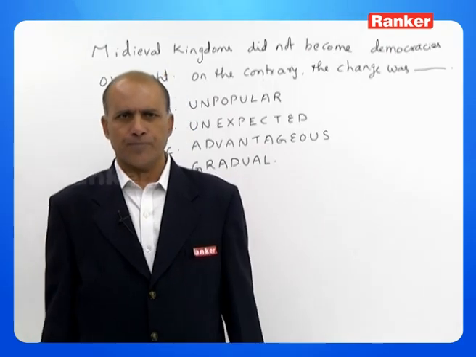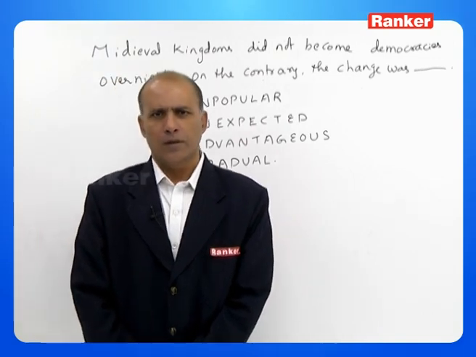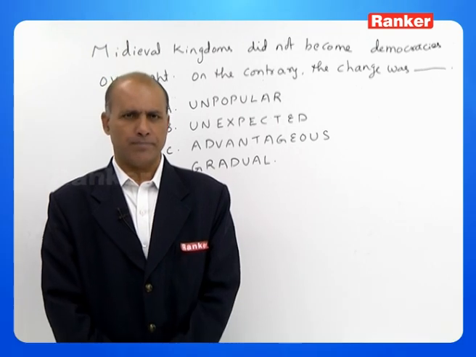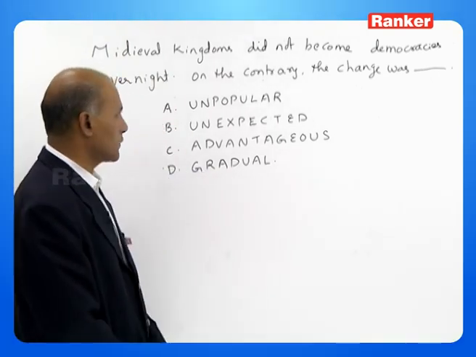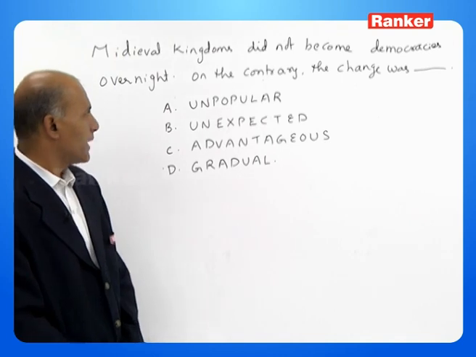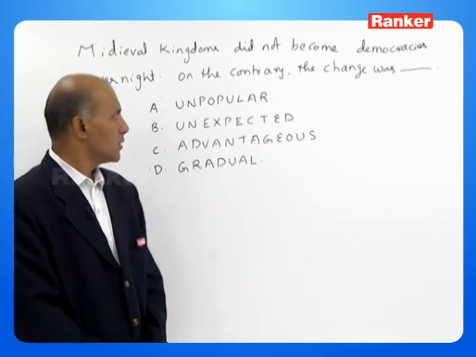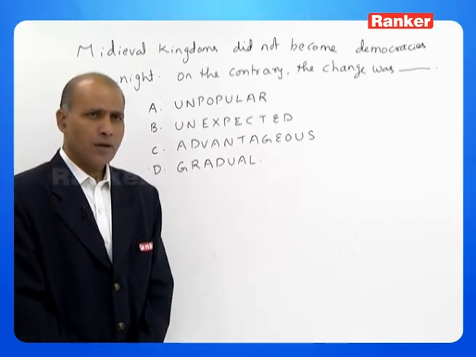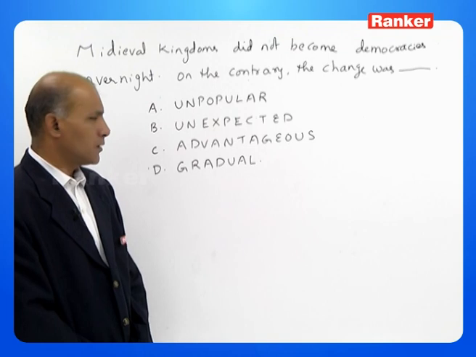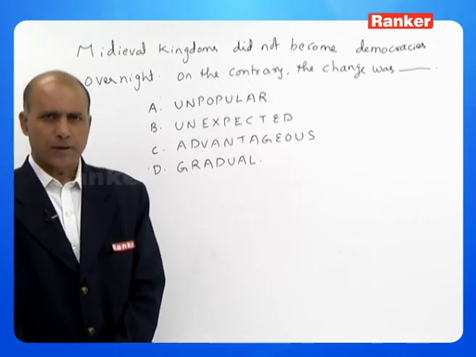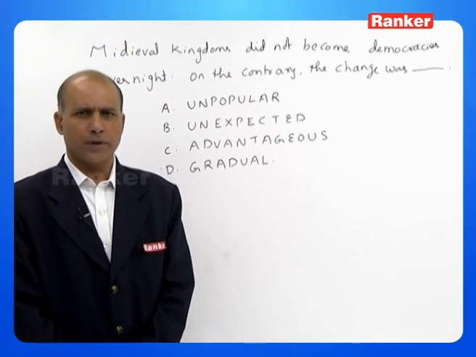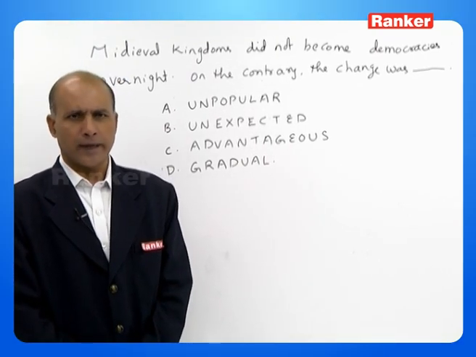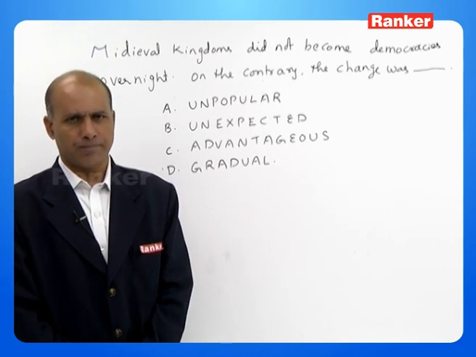Let us understand another question in sentence completion type. Let us see this question. Medieval democracies did not become democracies overnight. On the contrary, the change was dash. Medieval kingdoms did not become democracies overnight. On the contrary, the change was dash.